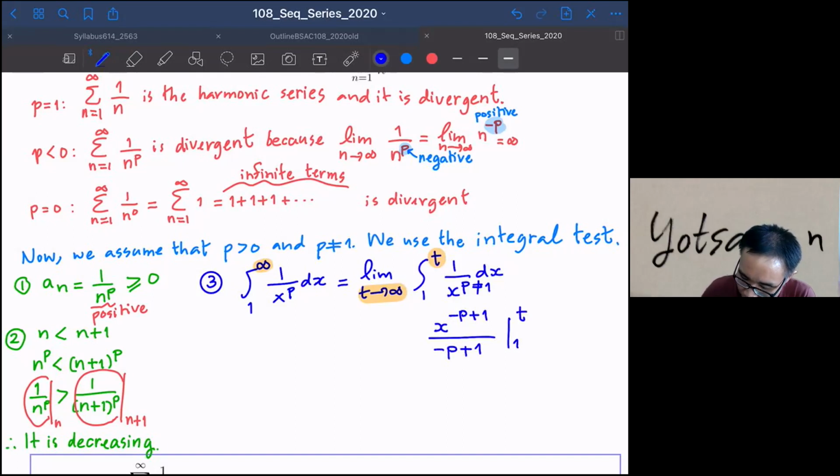So it's going to be 1 over negative p plus 1, and you multiply with t to the negative p plus 1, minus 1. And you use the limit as t goes to infinity.